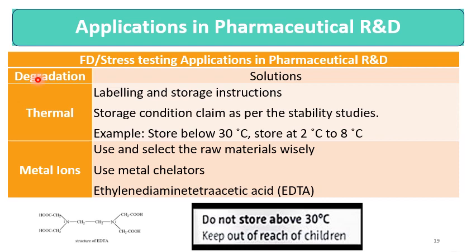Then metal ions. If the presence of metal ions is there, and if impurity gets increased, then we can use metal ion chelators like EDTA, and we should use the raw materials which don't contain the metal ion impurities, so that these metal ion impurities will not react and will not give rise to an increase in the impurities.